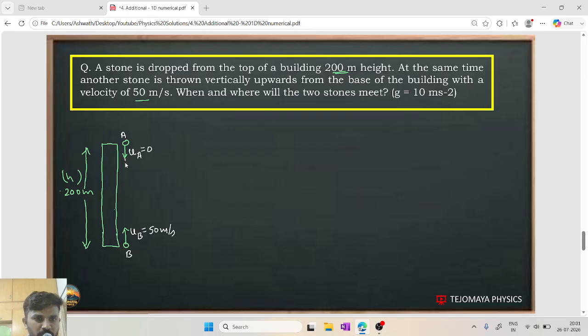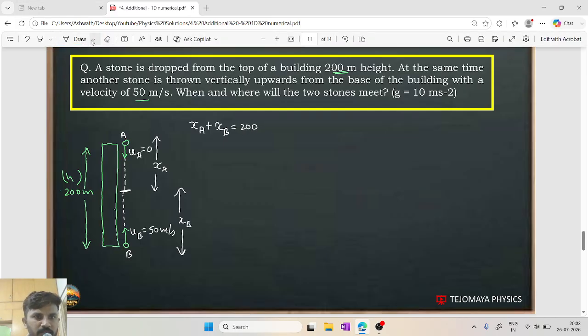When and where will the two stones meet? So stone A falls downward. Let's consider it comes to this point, but at the same time stone B is going to reach this. Let us consider the distance traveled by stone A is XA, because of the free fall, and distance traveled by stone B is XB. So from this diagram we can depict that distance traveled by stone A plus distance traveled by stone B is equal to 200 meters.